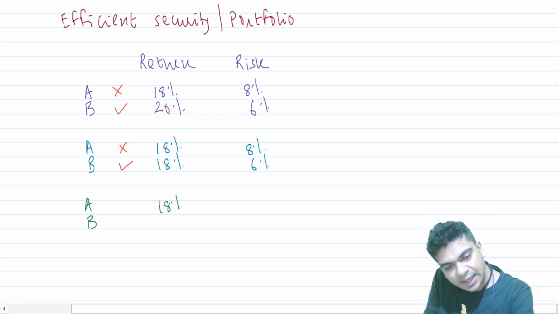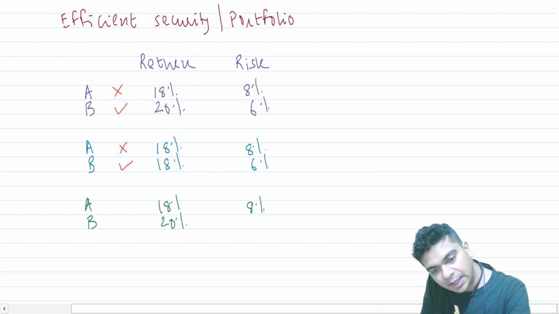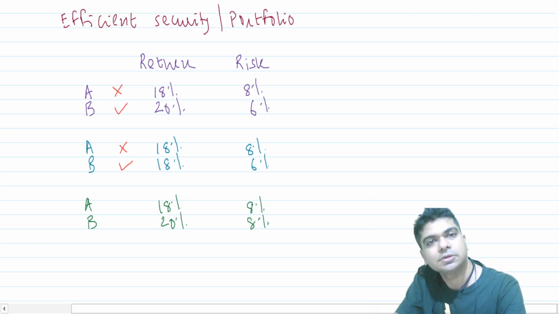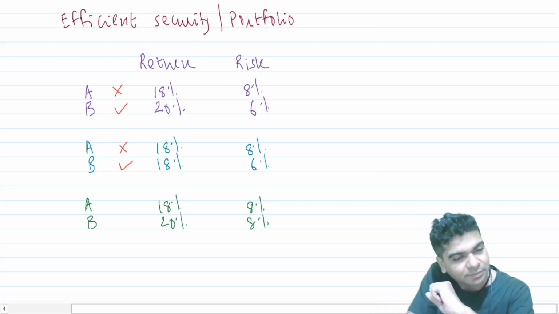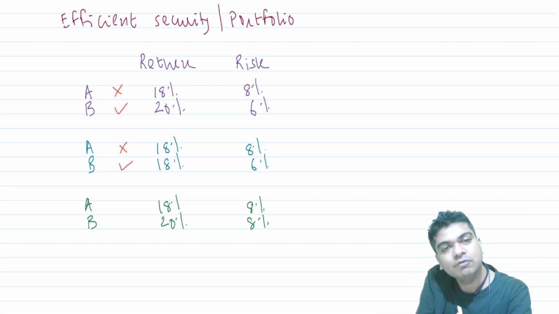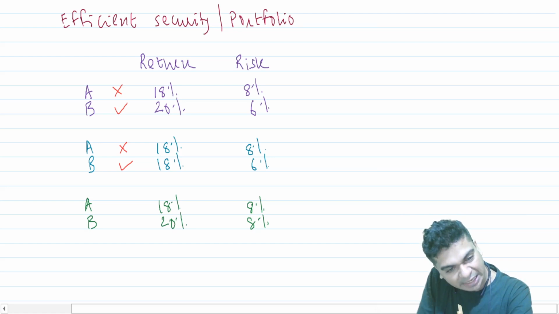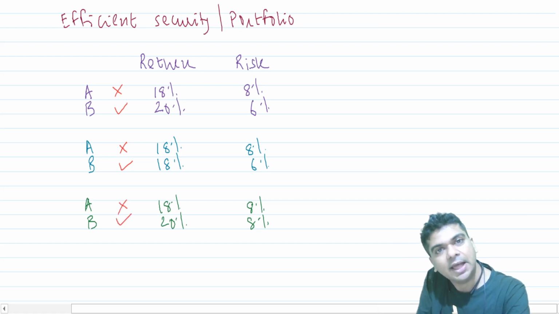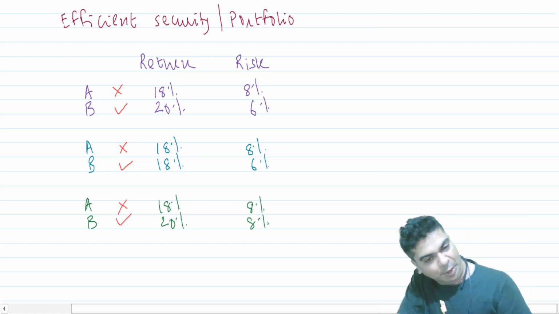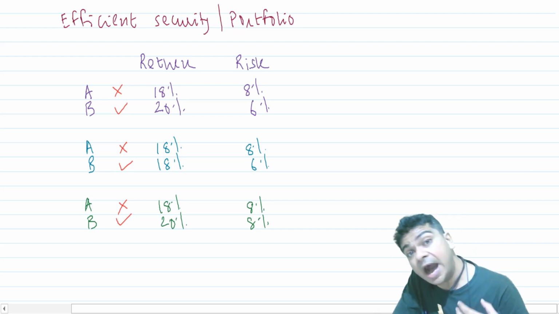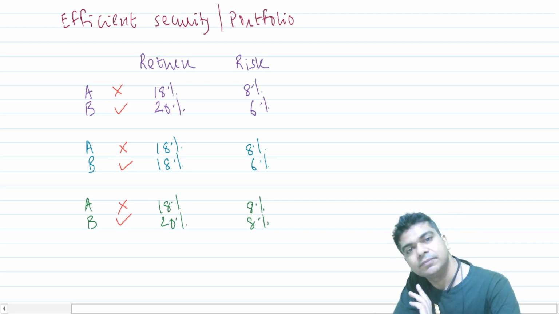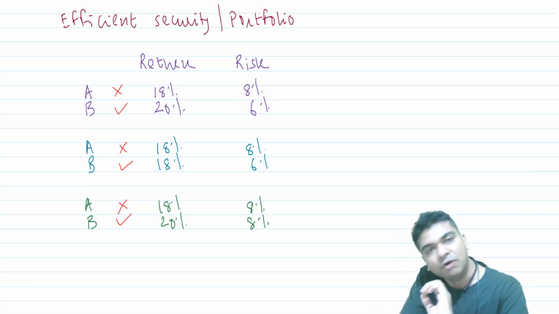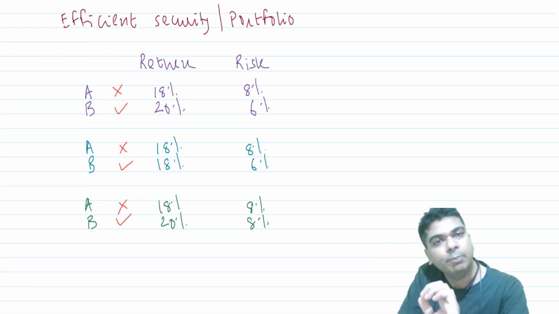Okay, let me take one more example. 18% return and 20% risk. Sorry, 20% return. 8%, 8%. Tell me, where will you put your money this time? Will you select A? Will you select B? Again, A will be rejected and B will be accepted because B is giving you higher return at same level of risk. So that is the concept of an efficient security or a portfolio.